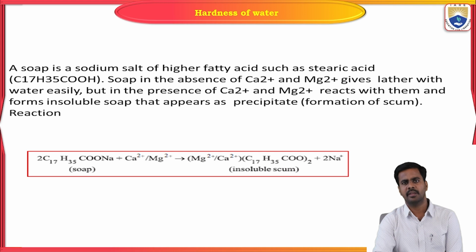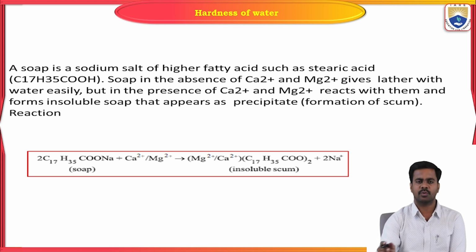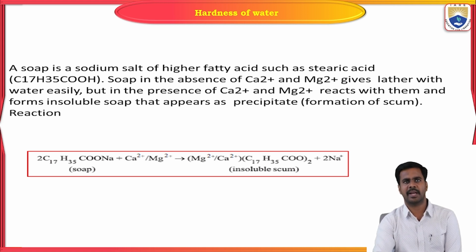So what is a preliminary test for hardness? How can we test hardness? How can we preliminarily identify hardness present in the water? That is the soap test. So usually, what is a soap? It is a long chain fatty acid.